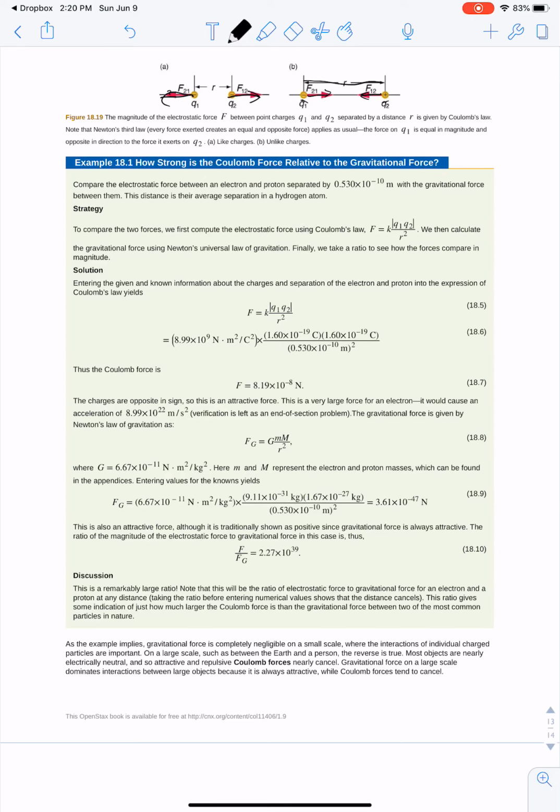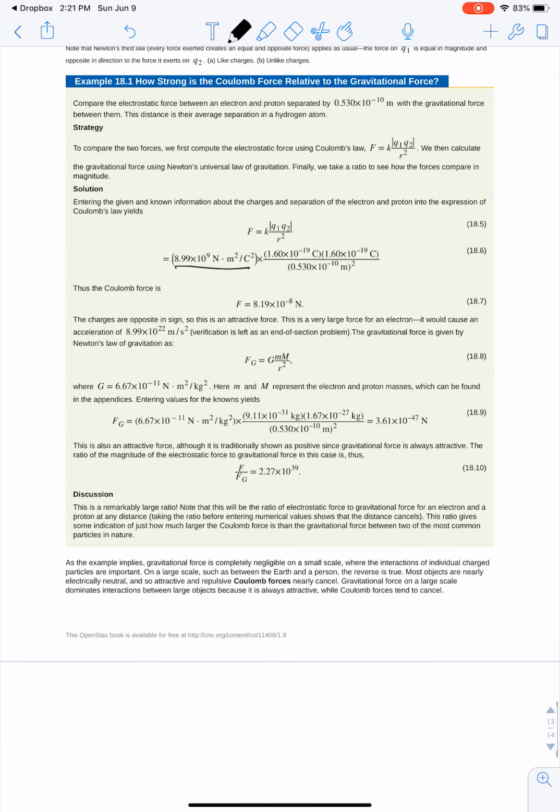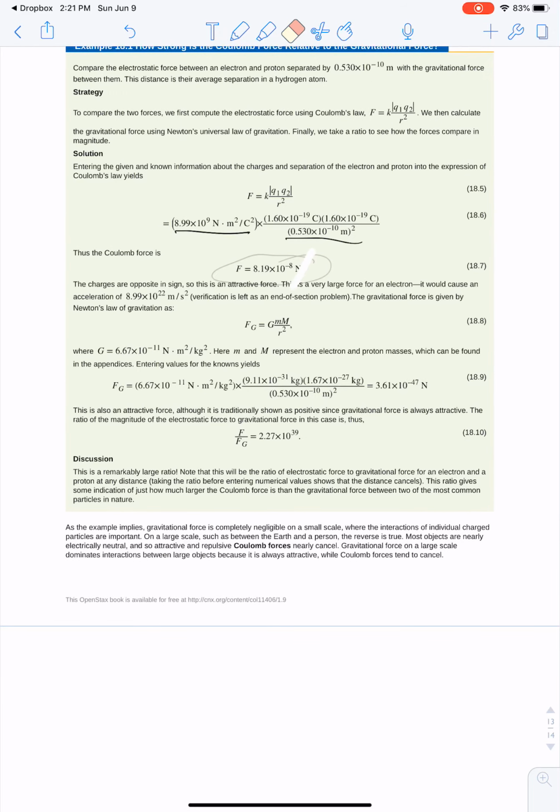Okay, so to compare the forces, we first compute the electrostatic force. So now, if we want the force between two electrons, or an electron and a proton, we just use Q1 Q2 over r squared. Remember, they have the same charge magnitude. One's positive, one's negative. So you just plug that in with k and the distance squared, and you get the Coulomb force to be 8 times 10 to the minus 8 newtons. All right, so the charges are of opposite sign, so it's an attractive force.